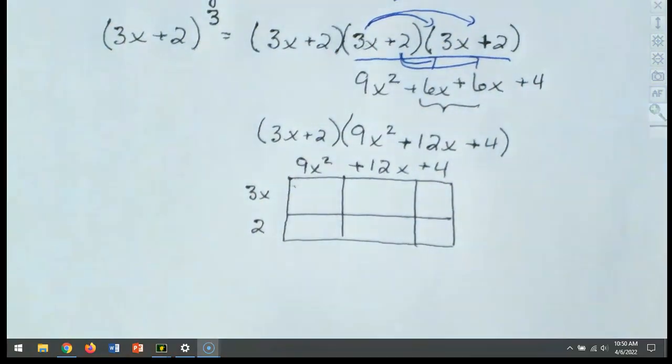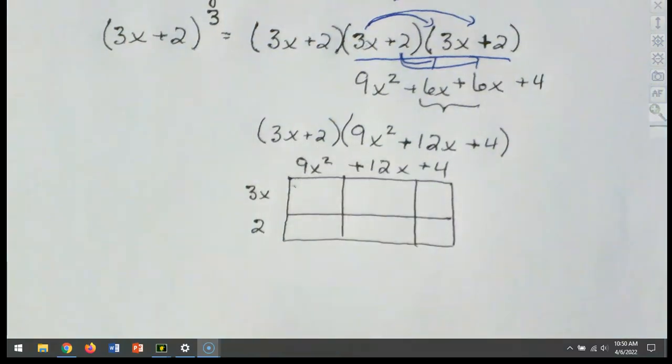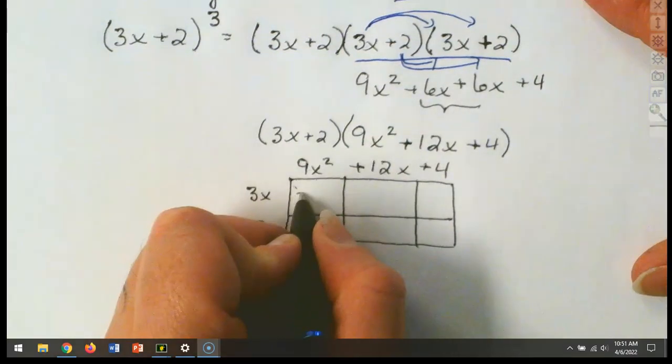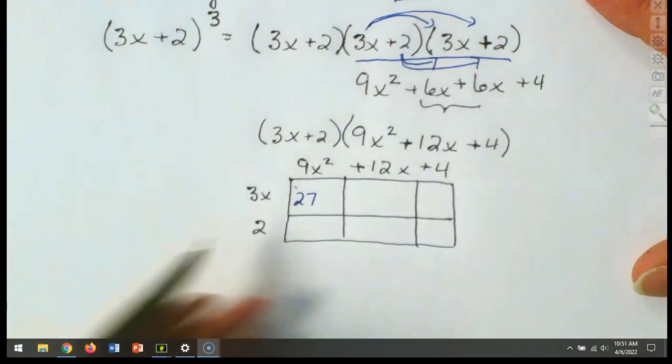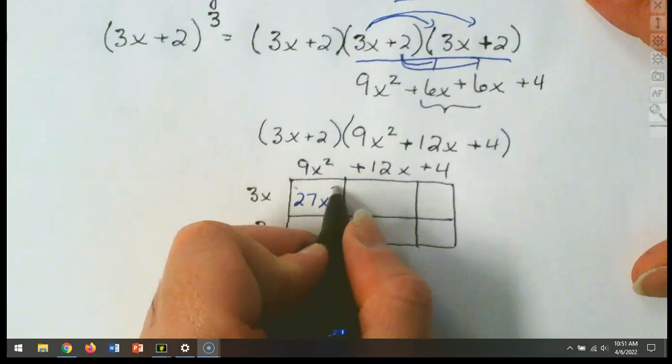So when we FOILed it first, now this was too big to FOIL, so we're going to use what I call the box or the rectangle method. So we made our rectangle here, and now we fill it in. And we fill it in by multiplying. So 9 times 3 makes it 27. X squared and another x makes it x cubed.